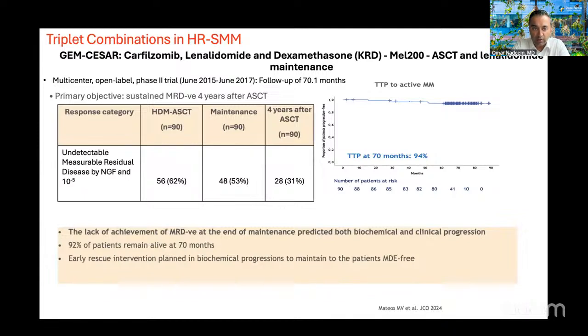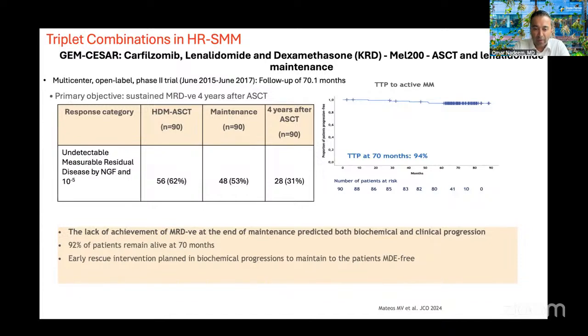And the response rates were very high. The complete response rates were very high, but one of the endpoints was looking at MRD negativity 4 years after transplant, trying to see, can this be curative? MRD negative rates were about 60% after transplant, but you can see them dipping as time goes on. It's about 31% at 4 years. So 70% or so of patients were still MRD positive, suggesting that this is not curative in the vast majority of patients, but overall effective and certainly has prevented myeloma in patients that were at risk of myeloma.